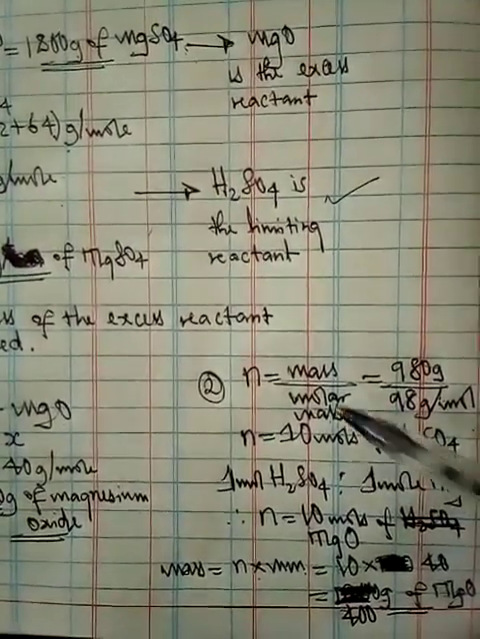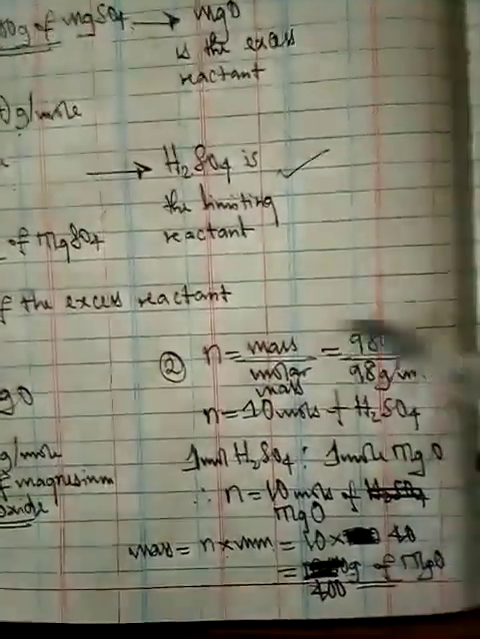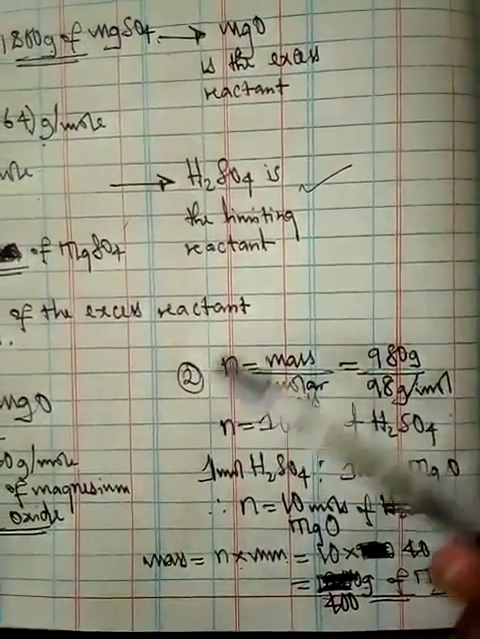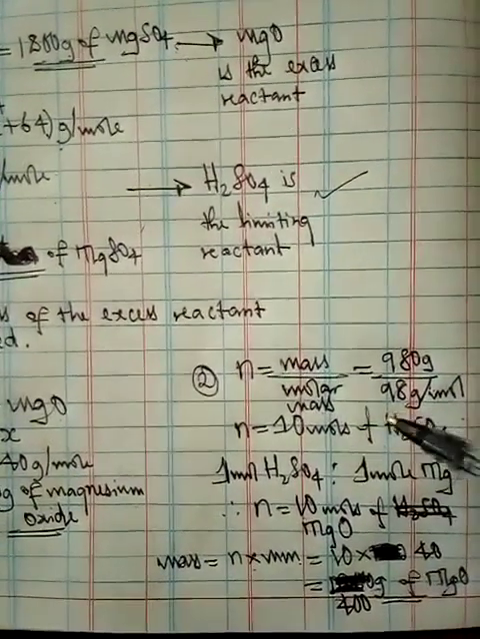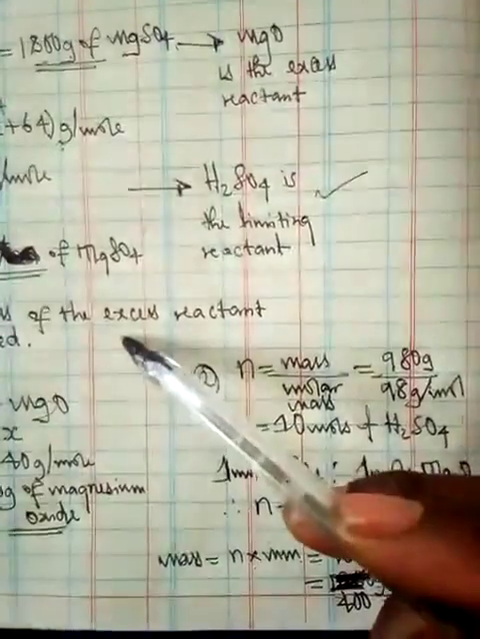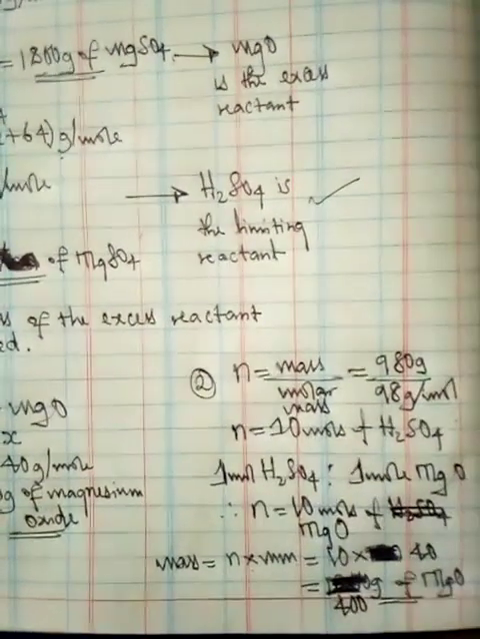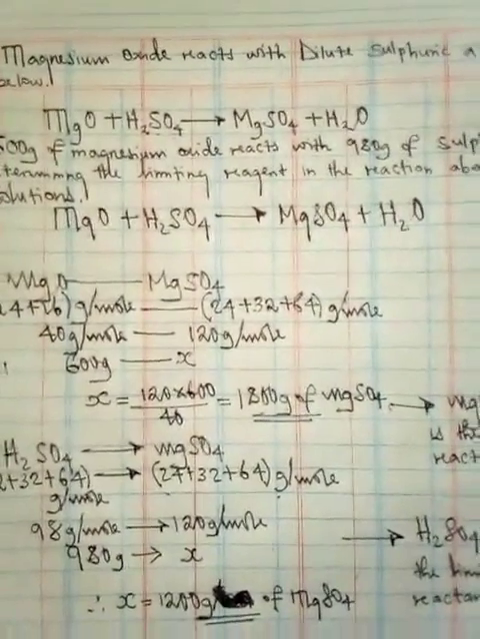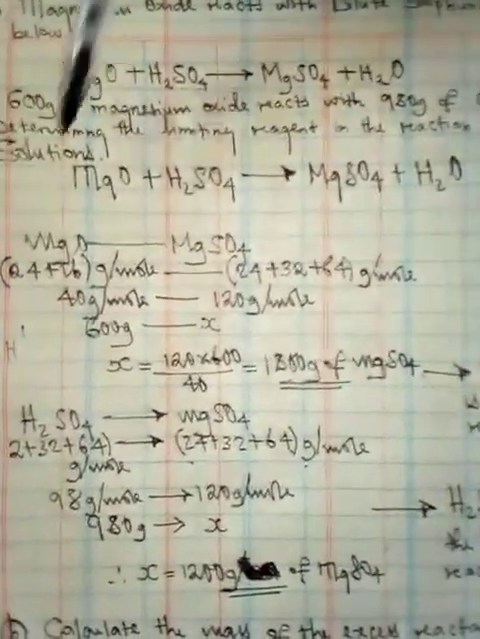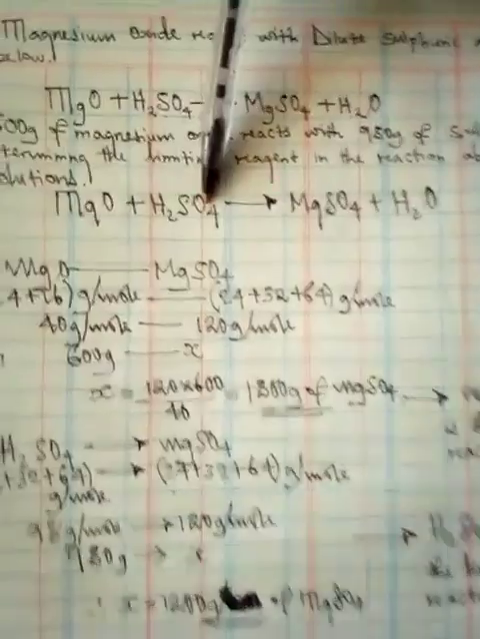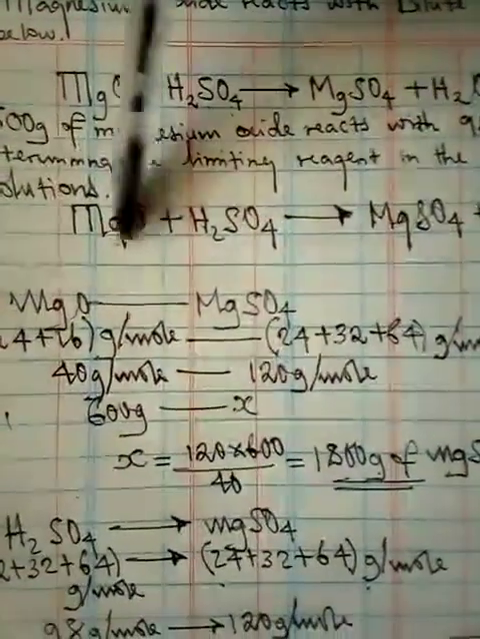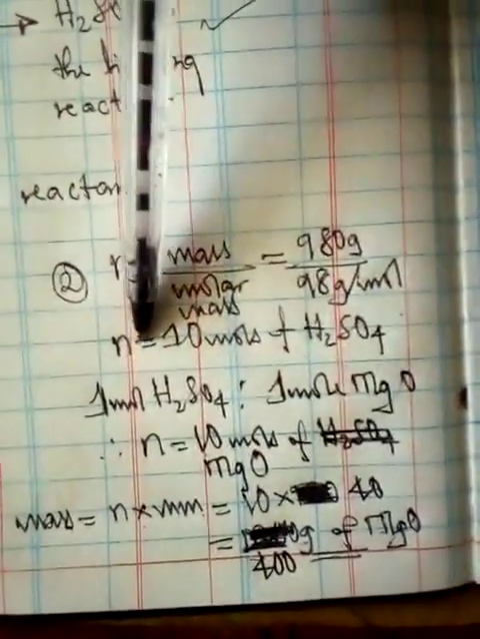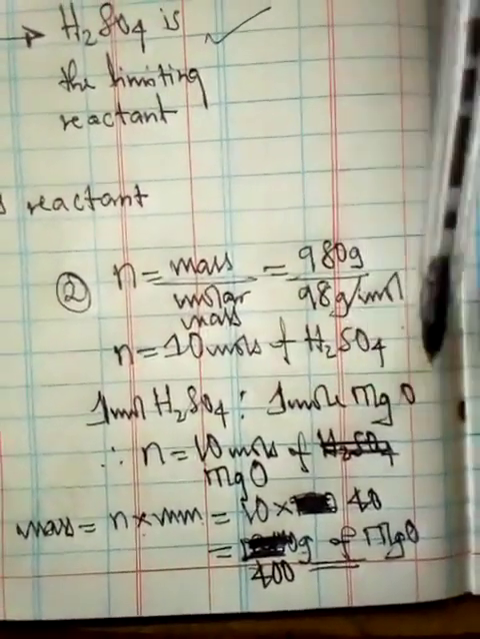Okay, now once you find the number of moles of sulfuric acid, we can use the same number of moles of sulfuric acid to find the number of moles of the excess reactant, which is your magnesium oxide here. How? If we look at the balanced chemical equation that we have already established here, you're going to see that the mole ratio between the magnesium oxide and the sulfuric acid is just 1 to 1. So in other words, 1 mole of sulfuric acid was reacting with 1 mole of magnesium oxide.